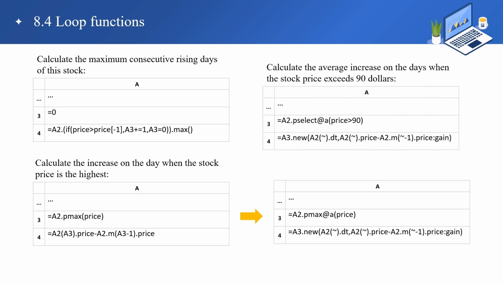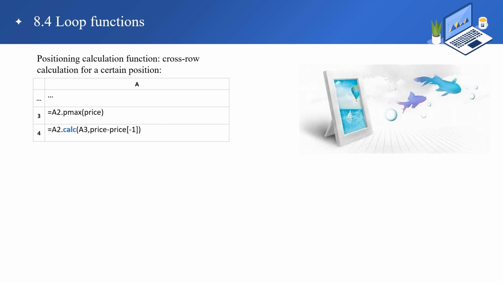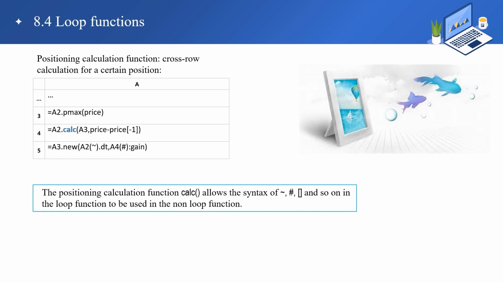Similarly, calculate the average increase on the days when the stock price exceeds $90. For this cross-row calculation for a certain position, SPL provides a positioning calculation function. The previous code can also be written like this. The positioning calculation function calc allows the syntax of tilde, hash, square brackets, and so on in the loop function to be used in the non-loop function. The calc function can also be used for sequences, but there are few business meaningful scenarios when structured data is not involved, so we give some examples here.